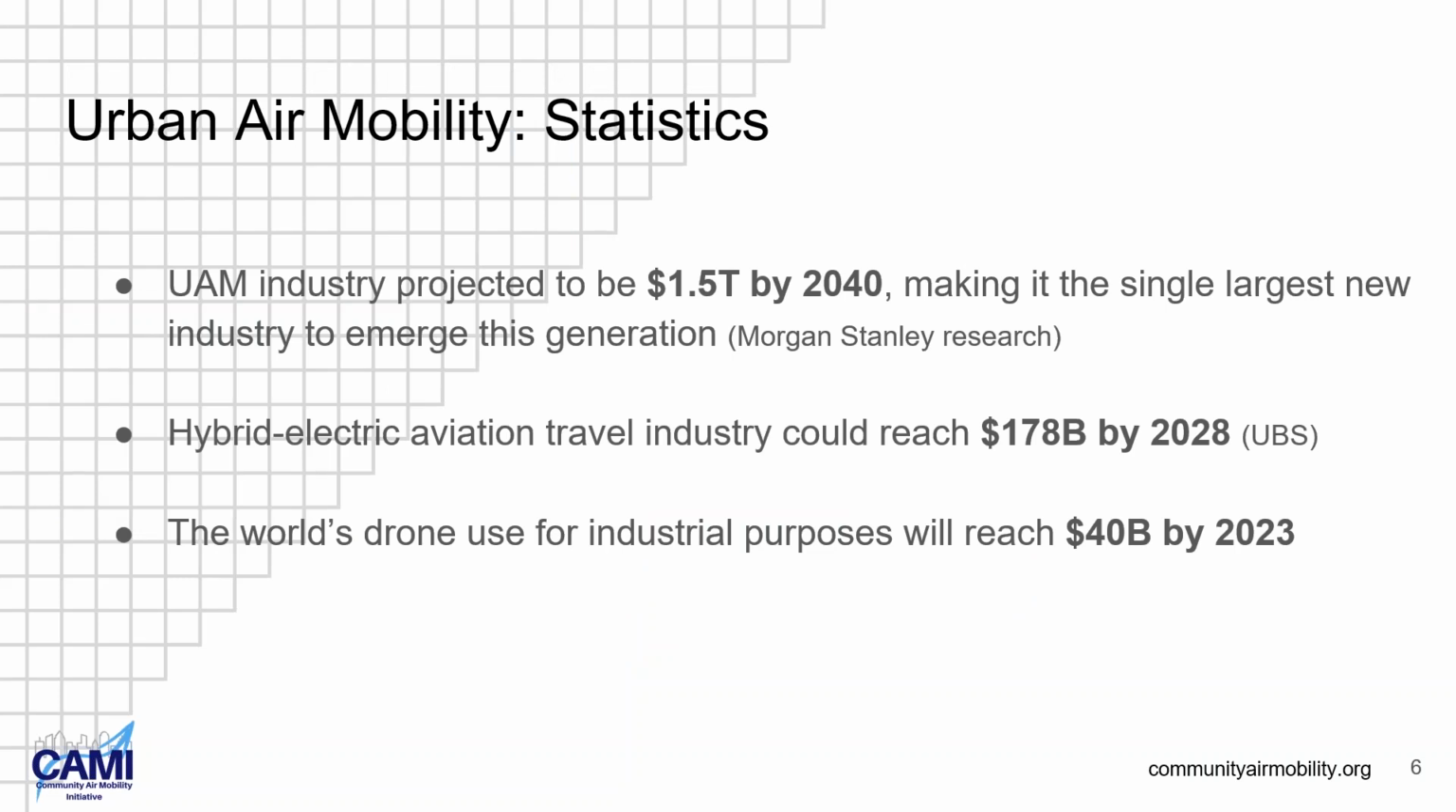So a few statistics about urban air mobility. The industry is projected to be $1.5 trillion by 2040, making it the single largest new industry to emerge this generation. The hybrid electric travel industry could reach $178 billion by 2028, and the world's drone use for industrial purposes will reach $40 billion by 2023.